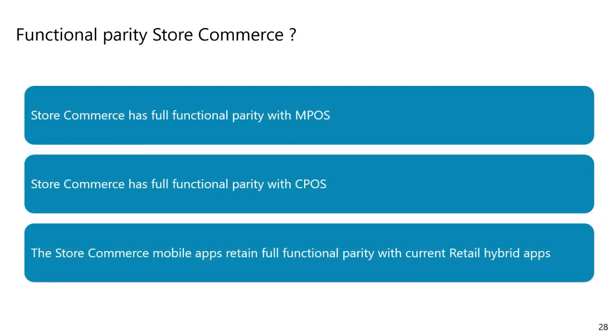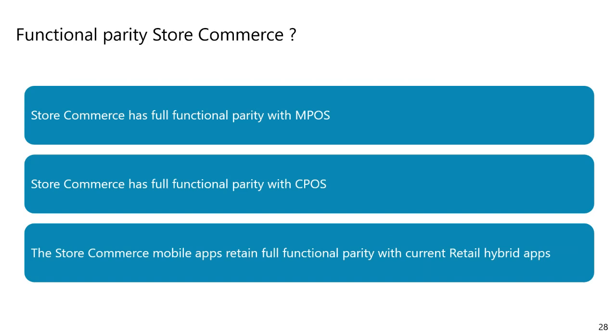So another question is on functional parity. Store Commerce has full functional parity with MPOS. With regards to the hardware parity between MPOS and Store Commerce app, the Store Commerce app does not support UWP peripherals that are point of service devices. Store Commerce has full functional parity with CPOS.